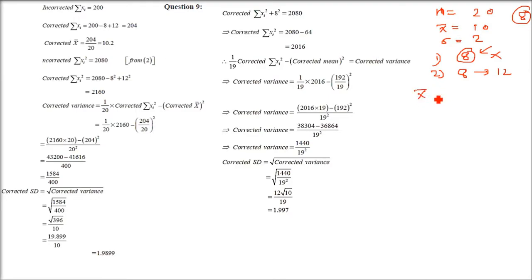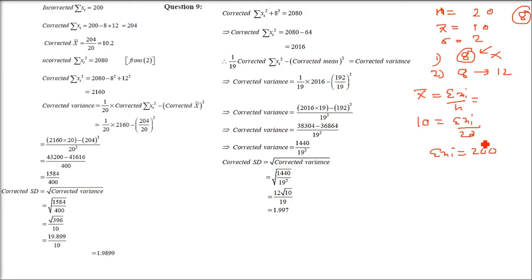So x bar we know. What is sigma xi by n? Sigma xi is not known, so we put x bar as 10, n is 20, so sigma xi is 200. This we know, the sum of the elements.